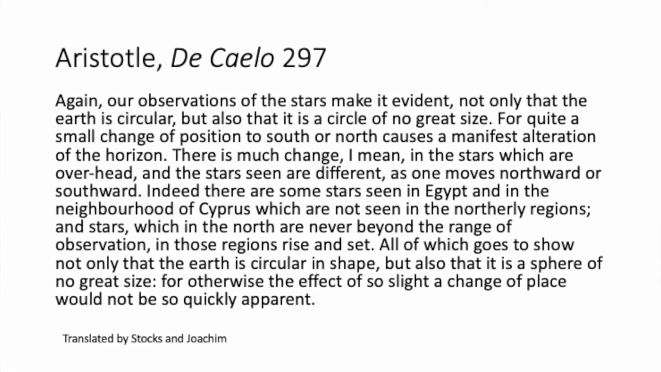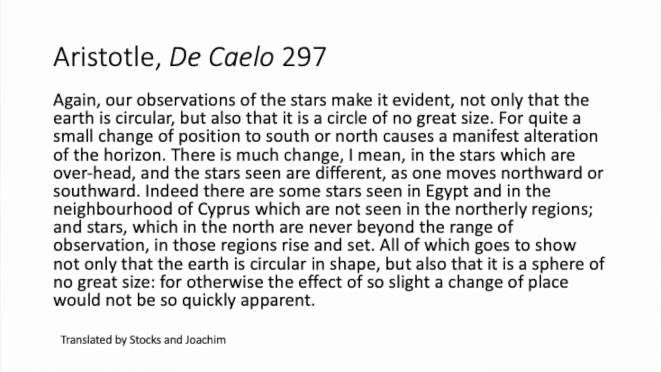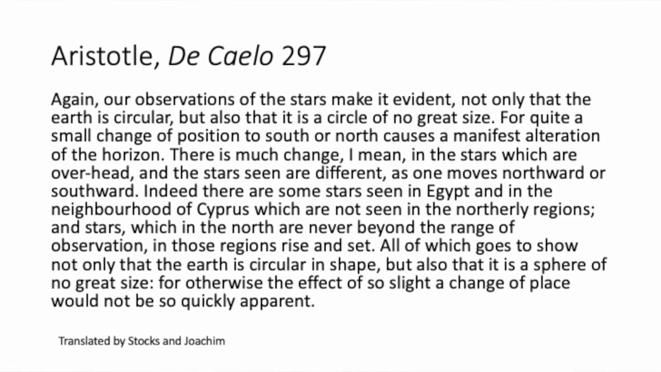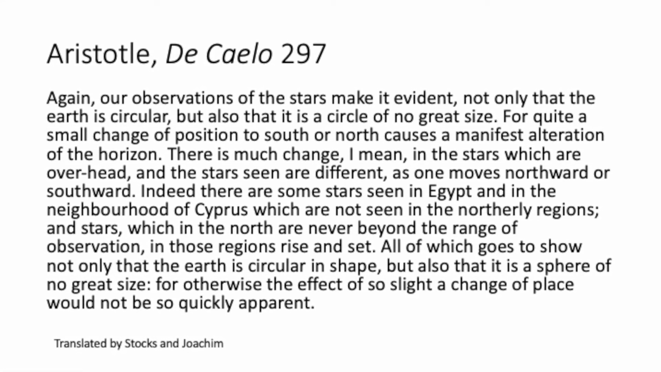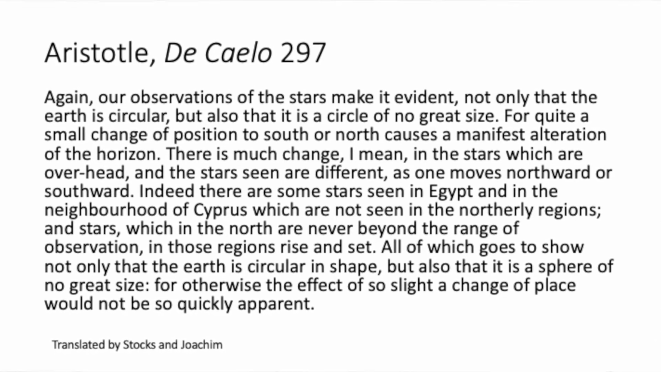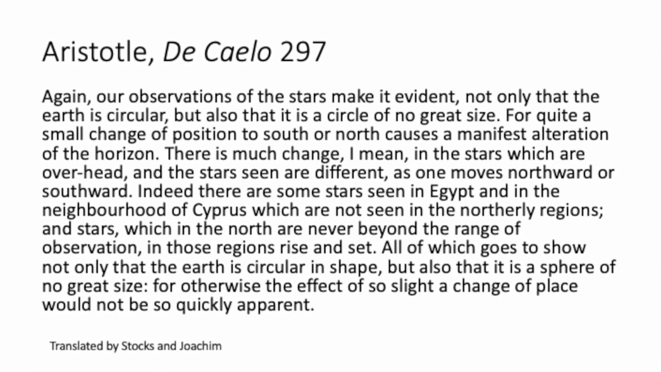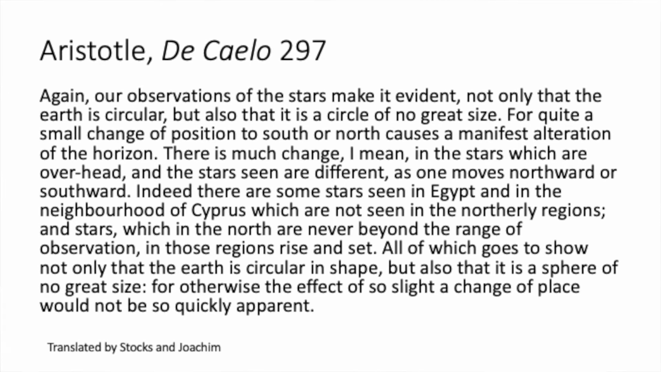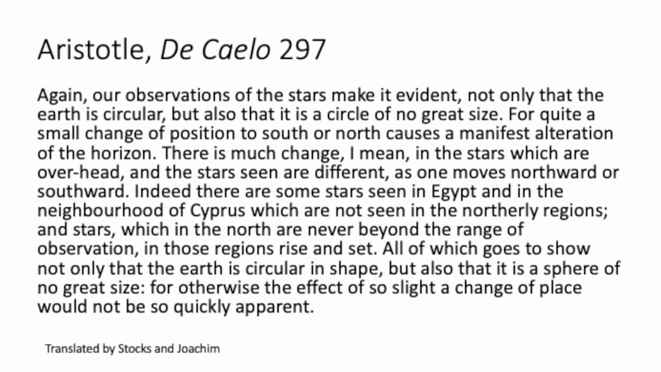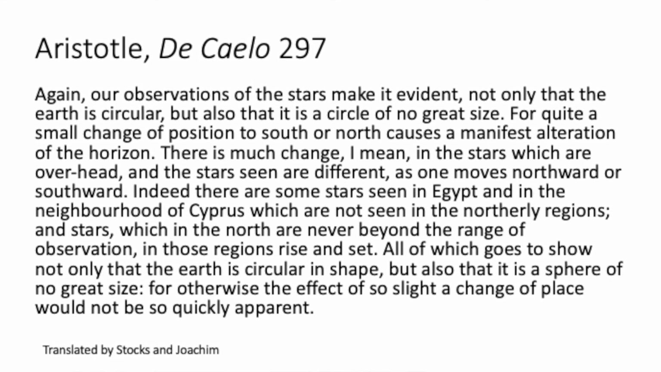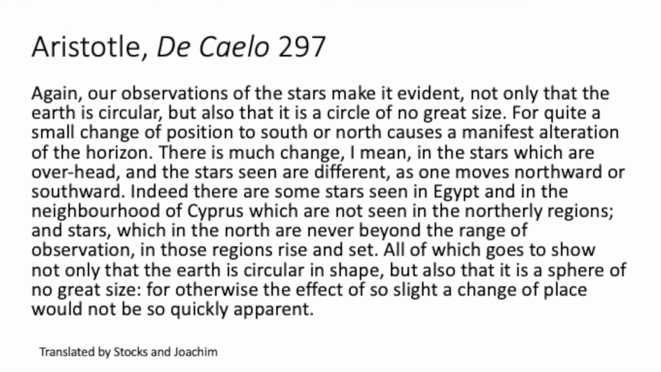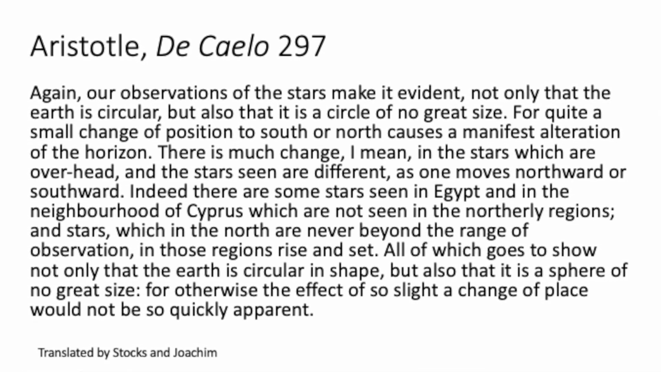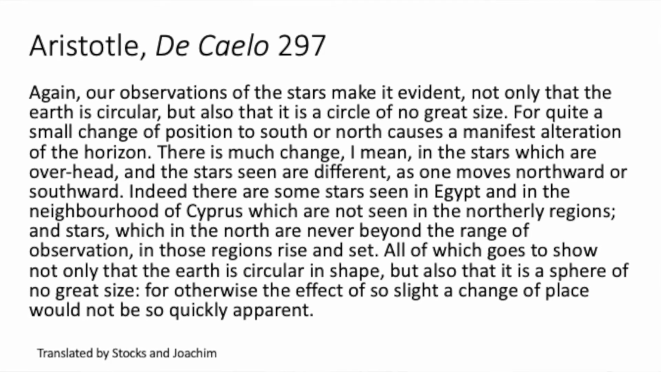Indeed, there are some stars seen in Egypt and in the neighborhood of Cyprus, which are not seen in the northerly regions, and stars which in the north are never beyond the range of observation, in those regions rise and set. All of which goes to show not only that the earth is circular in shape, but also that it is a sphere of no great size. For otherwise the effect of a slight change of place would not be so quickly apparent.